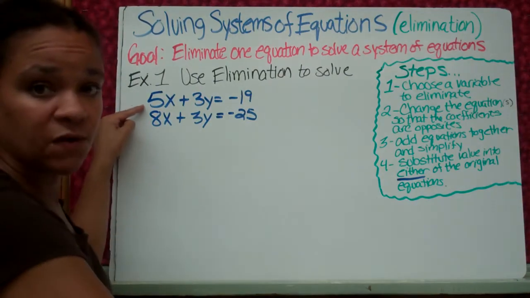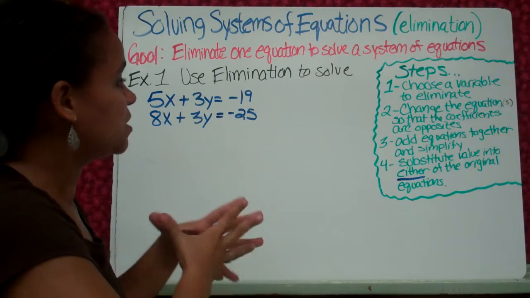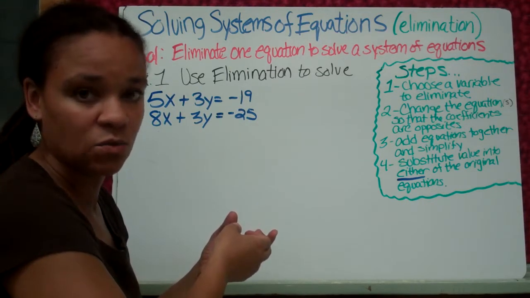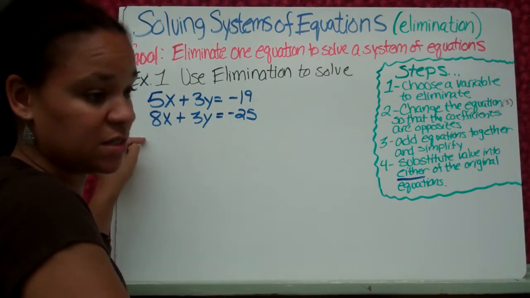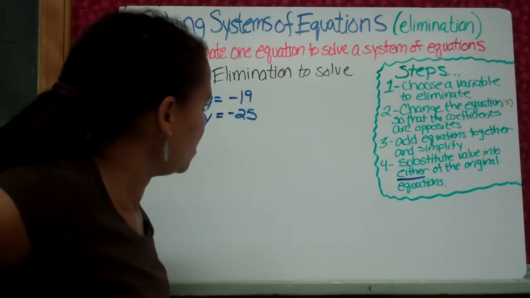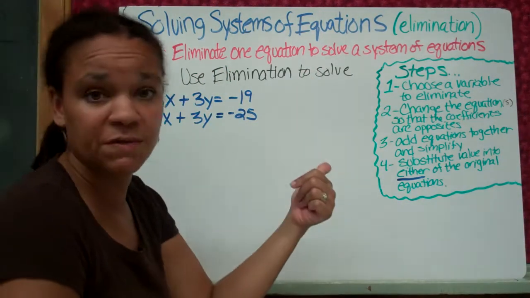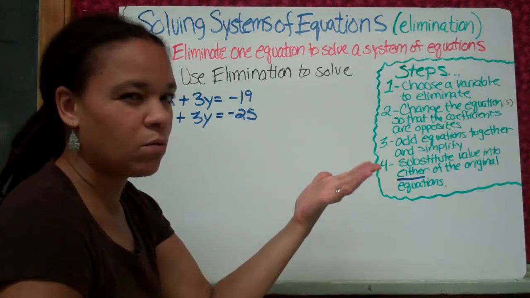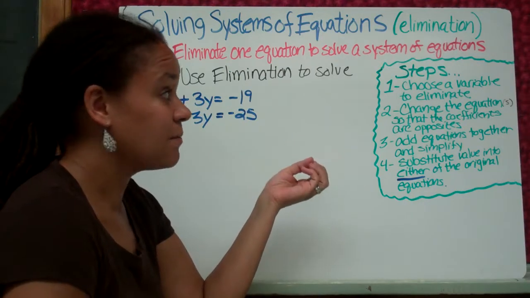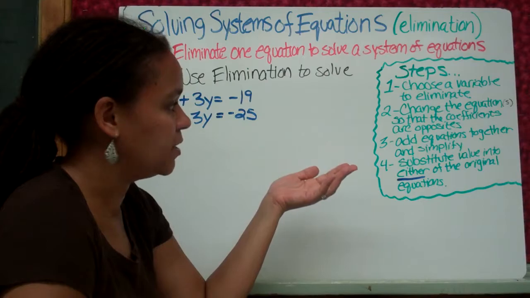So I have a system of equations because I have two equations, and I'm going to solve them and find the unique ordered pair x and y that satisfies both of these equations. So the way we're going to do that today is by using elimination. I have steps written here. Step one is you want to choose a variable to eliminate, and we'll talk about which one you should choose. You don't want to just say, I like x or I like y. Some of them you'll be able to look at the equation and see which one makes more sense to eliminate.